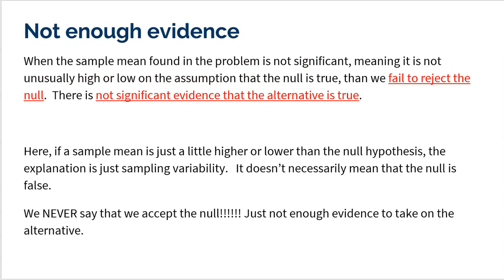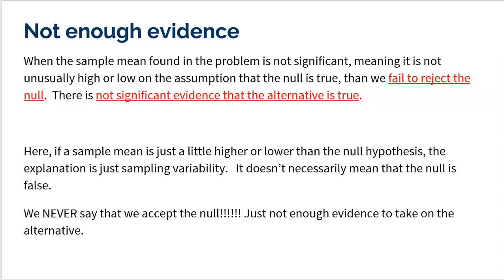Now, what about when we don't have enough evidence? Well, when the sample mean found in the problem is not significant, meaning it is not unusually high or low on the assumption that the null is true, then we fail to reject the null. This means there is not significant evidence that the alternative is true.